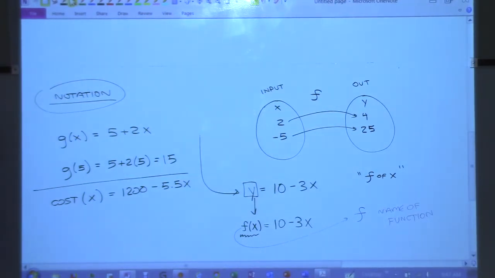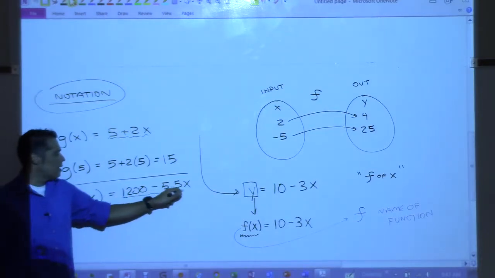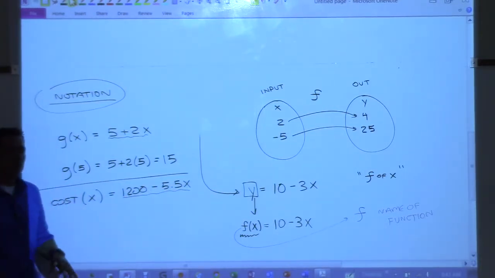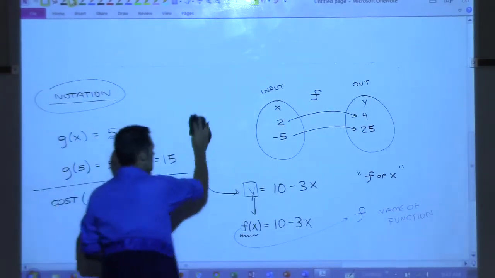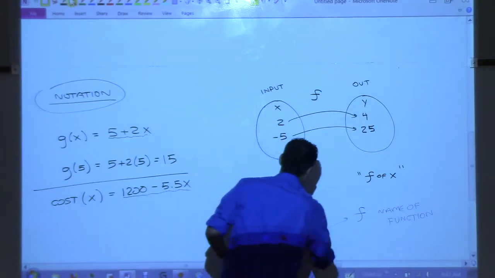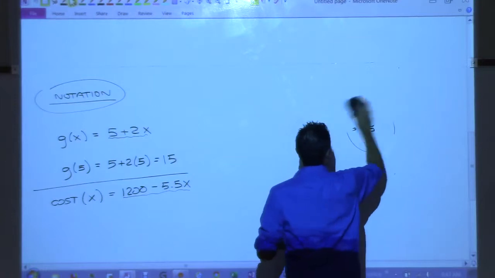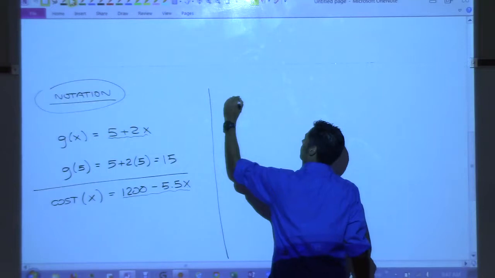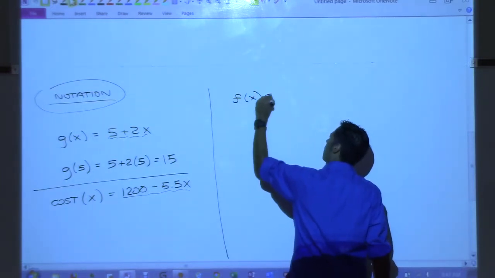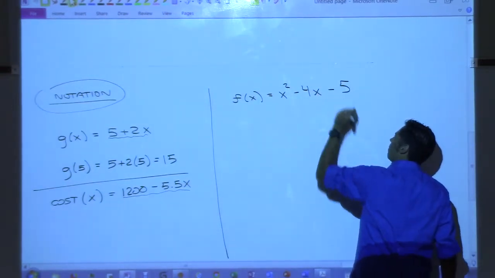Now, if everyone's okay with the notation, we're going to step away from being stuck. These were all linear equations. Now we're going to start looking at functions just in general. Let's get away from linear and try something else. So how about something like this? I'm going to go back to f because we really like to use f a lot. So what if I give you this function here? What if I give you that?